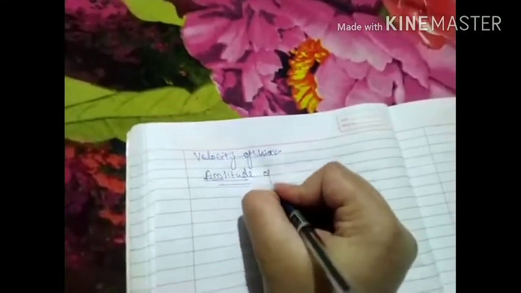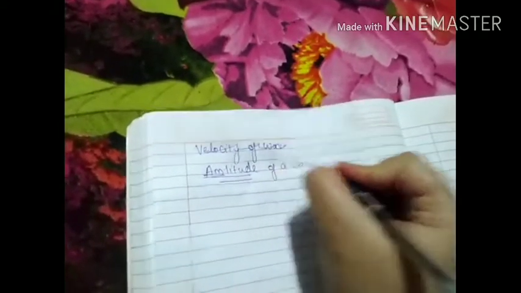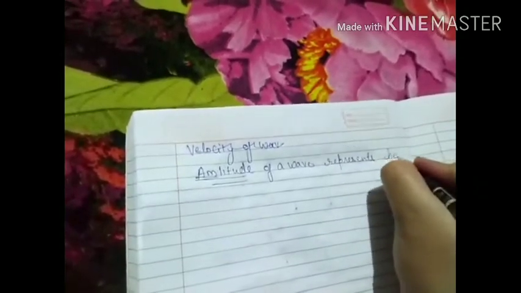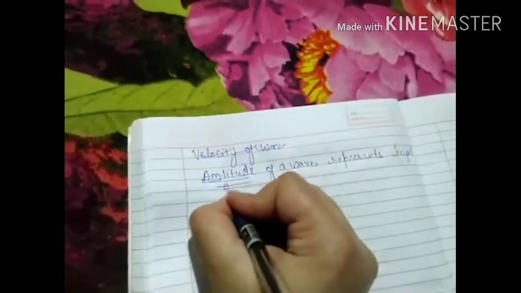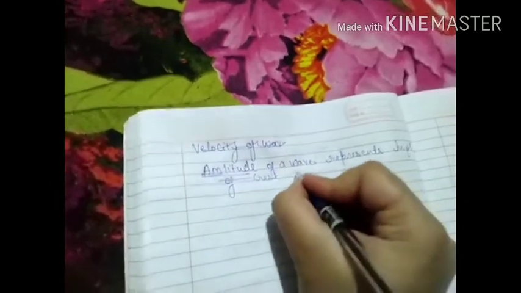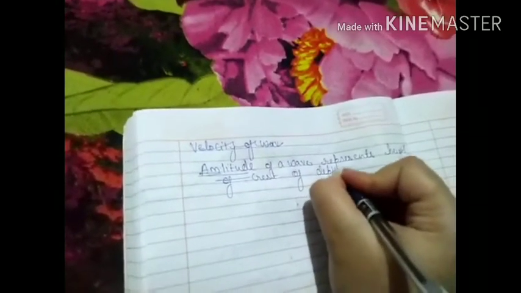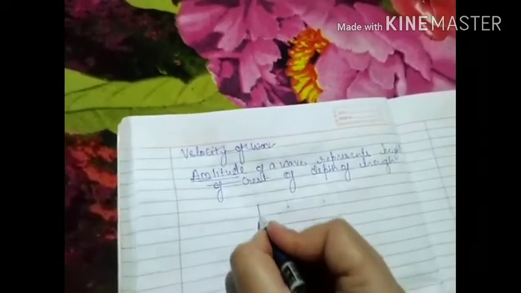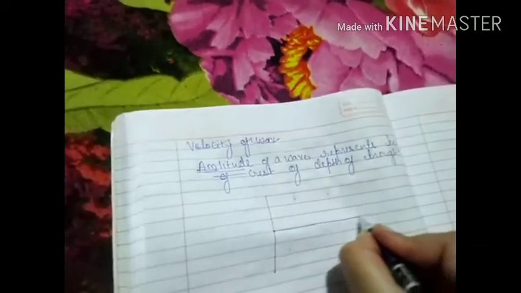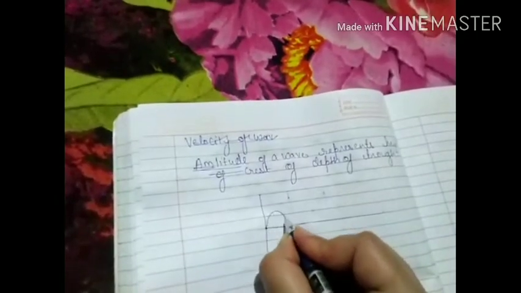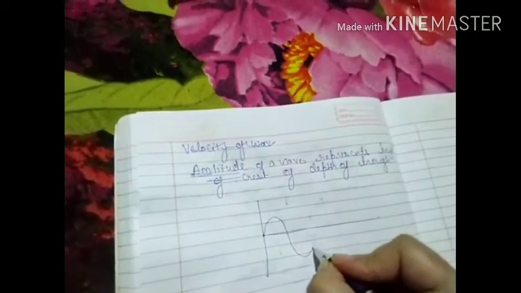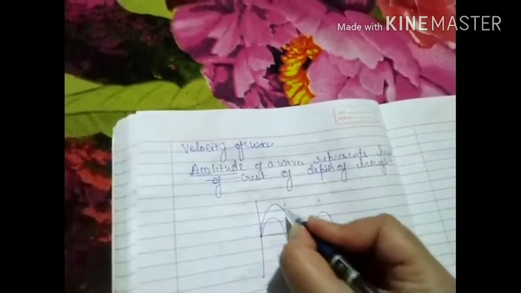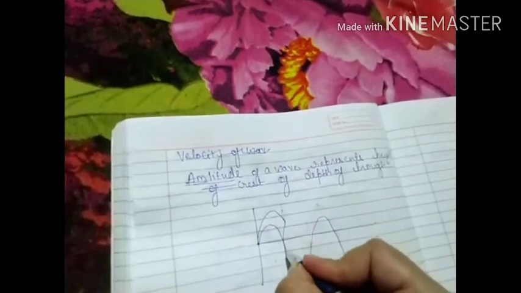So amplitude of a wave represents the height of the crest or depth of the trough. Clear? For example, here we are having a wave. So we are having 2 waves. For example, we are having here 2 waves.